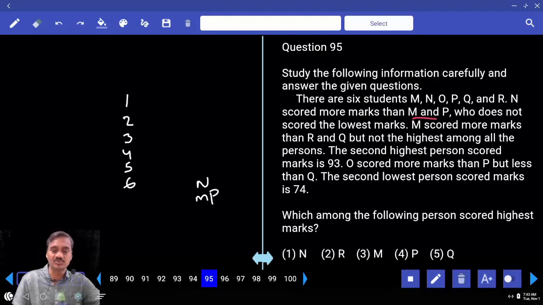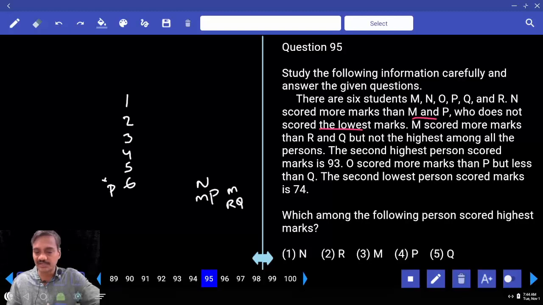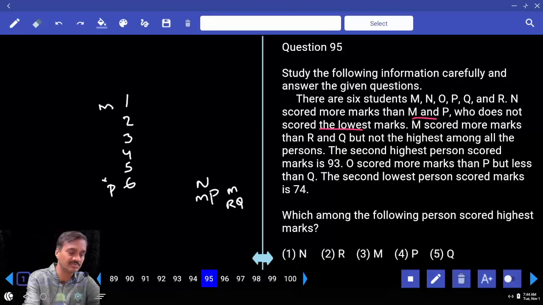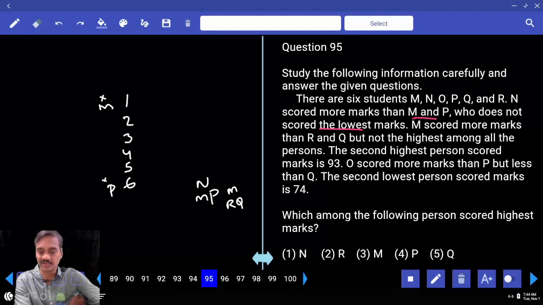P does not score the lowest, P cannot be the lowest. What is the next information we have? M scored more marks than R and Q, but not the highest. M cannot be the highest.